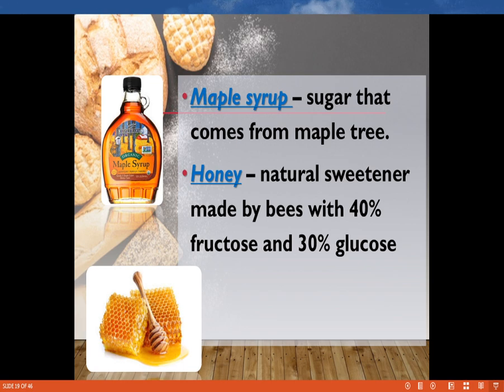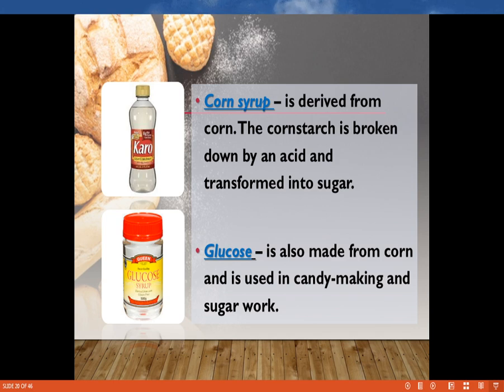Maple syrup, sugar that comes from the maple tree. Honey, a natural sweetener made by bees with 40% fructose and 30% glucose. Corn syrup. It is derived from corn. The cornstarch is broken down by an acid and transformed into sugar. Glucose. It is also made from corn and it is used in candy making and sugar work.